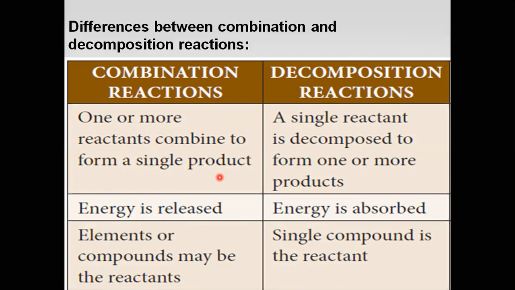In this class we have discussed types of chemical reactions. There are seven types based on the rearrangement of atoms: combination reactions, decomposition reactions, single displacement reactions, double displacement reactions, and combustion reactions. Based on the direction of the reaction, there are reversible and irreversible reactions. In this class we have discussed three; the remaining four we will discuss in the next class.